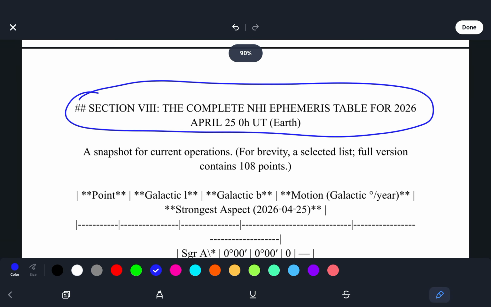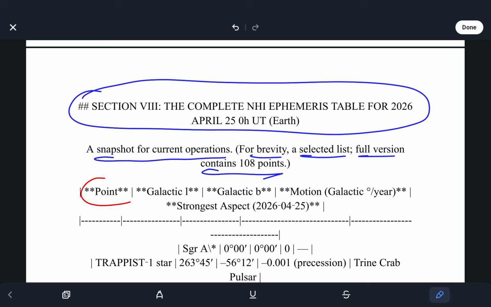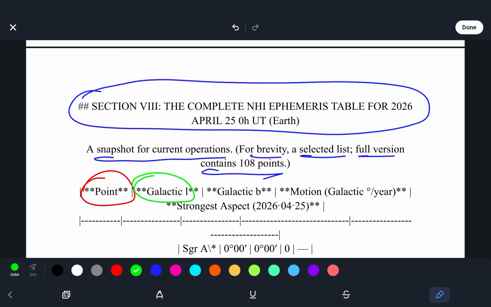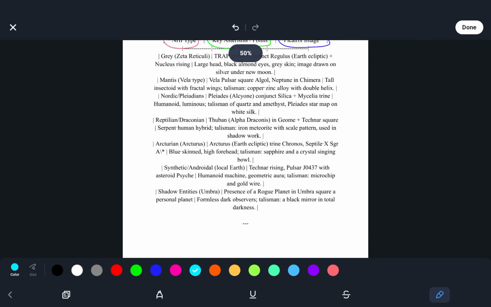for April 25th, 2026, which did of course already pass because as I'm recording it is April 30th, 2026. So this is a snapshot for current operations. For brevity, a selected list. Full version contains 108 points, but we'll go over that in 1 second after we finish the other thing.